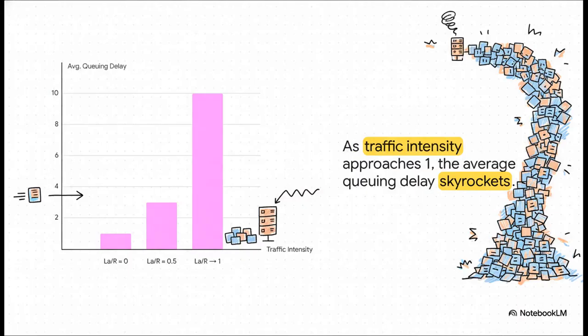And this is where you see the real drama. Look at this graph. When the traffic intensity is low, near 0, there's hardly any line, no delay. But watch what happens as that ratio gets closer and closer to 1, meaning bits are arriving just as fast as they can be sent. The delay doesn't just go up a little bit, it absolutely skyrockets, heading towards infinity.